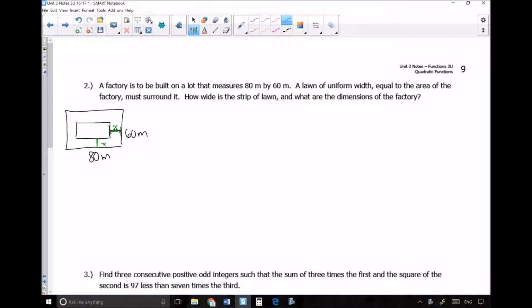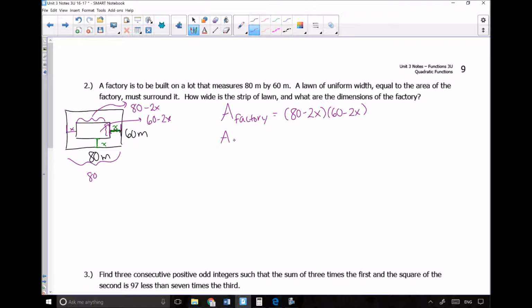So looking at what we have here, we can conclude that since from here to here is a full 80, then this piece right here is going to be 80 minus this x, and this x would be 80 minus 2x. So in my factory right here, the length here is going to be 80 minus 2x. Now the width here is going to end up being 60 minus 2x. Okay, so to find the area of the factory, I'm going to take my length and my width and multiply them. So it'd be 80 minus 2x times 60 minus 2x.